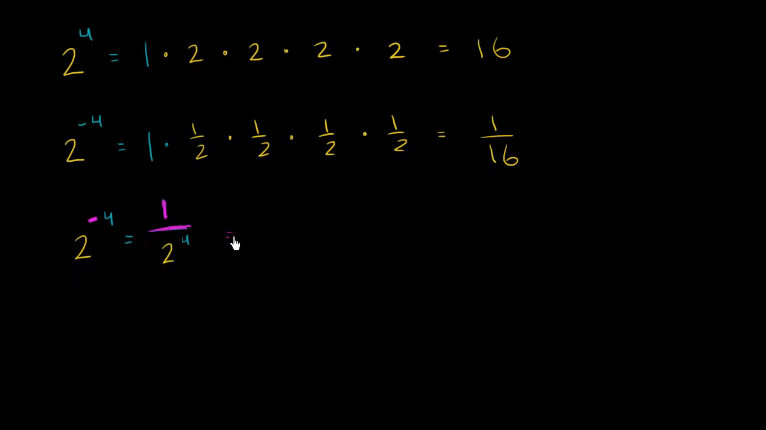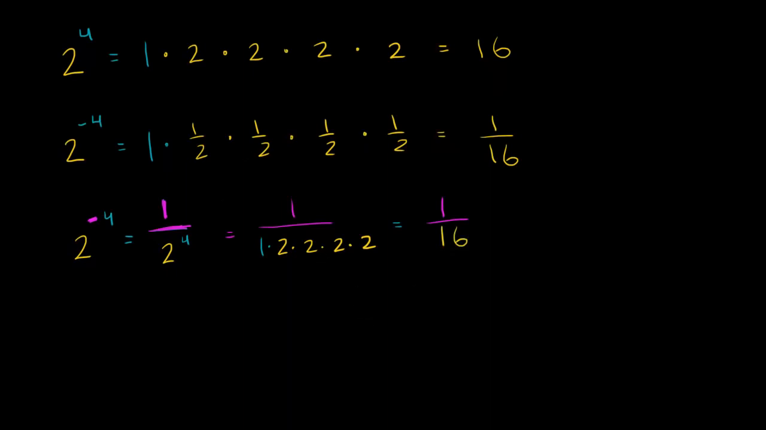And so you could view this as being 1 over 2 times 2 times 2 times 2, if you just view 2 to the 4th as taking 4 2's and multiplying them. Or if you use this idea right over here, you could view it as starting with a 1 and multiplying it by 2 4 times. Either way, you are going to get 1 over 16.